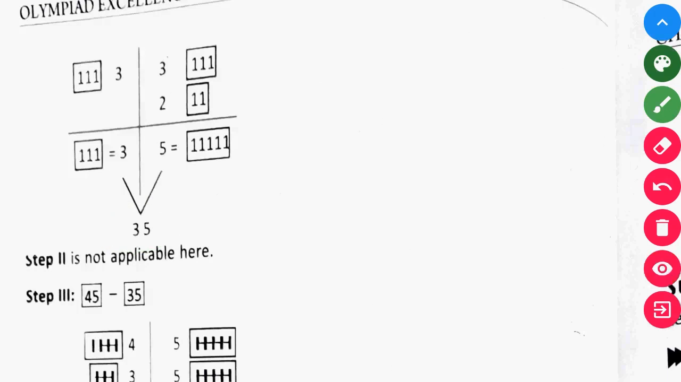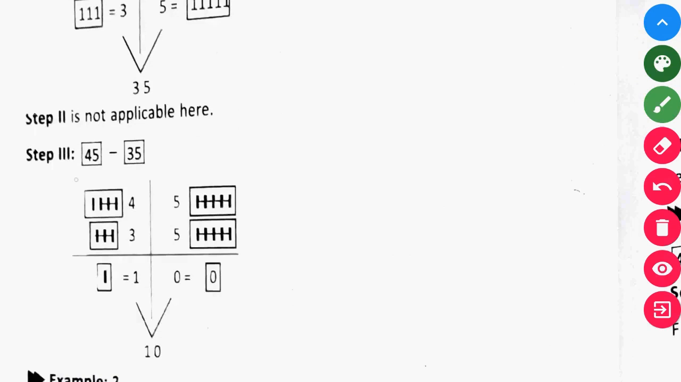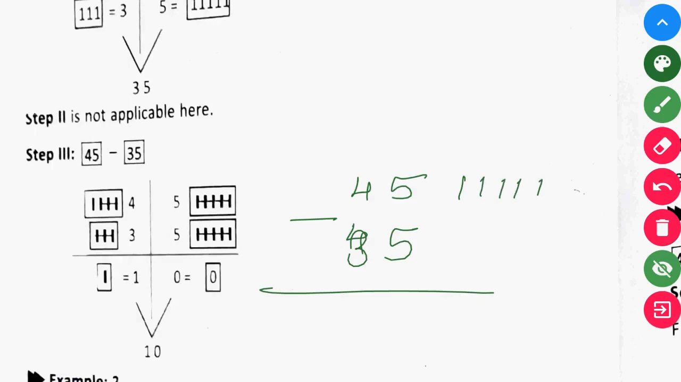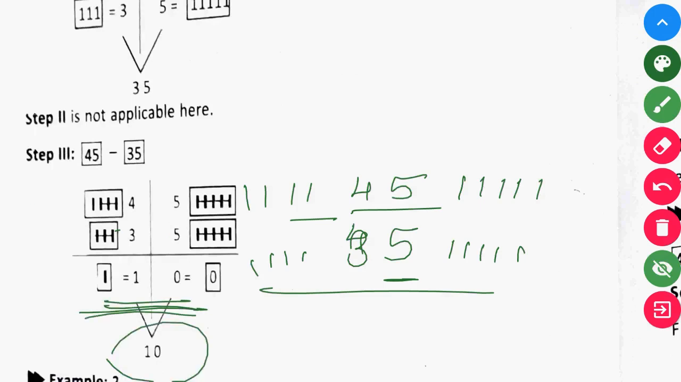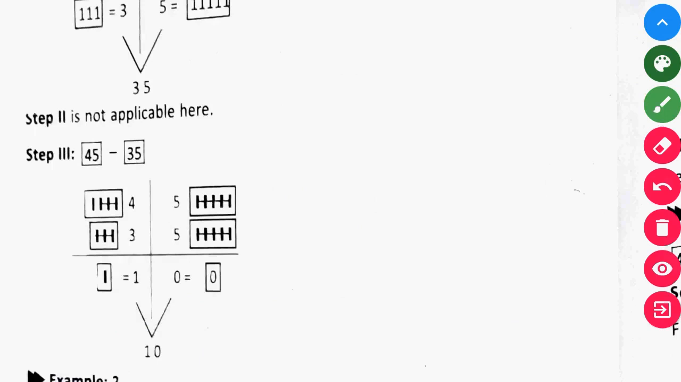Now after getting 35 we have to subtract this 35 from 45. So same method. Here there is no need of borrowing because 5 can be subtracted from the 5. So draw the 5 bar lines for the 45 is 5 and this 5 also, and 4 bar lines here and 3 bar lines here, and you cut it and you got the answer as a 10. So the subtraction of 3 digit number, we got the solution as a 10.